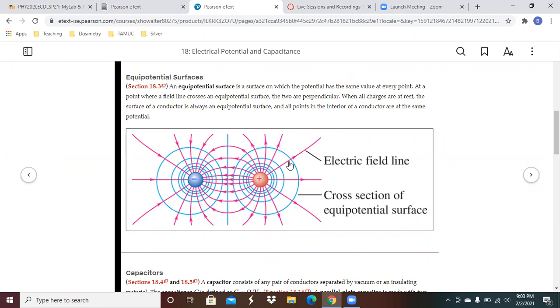Also, when all charges are at rest, the surface of a conductor is always an equipotential surface. And all points in the interior of a conductor are at the same potential. So let's take a look at the description here.